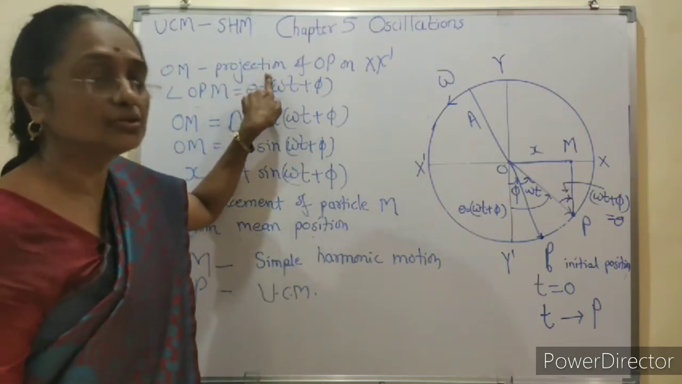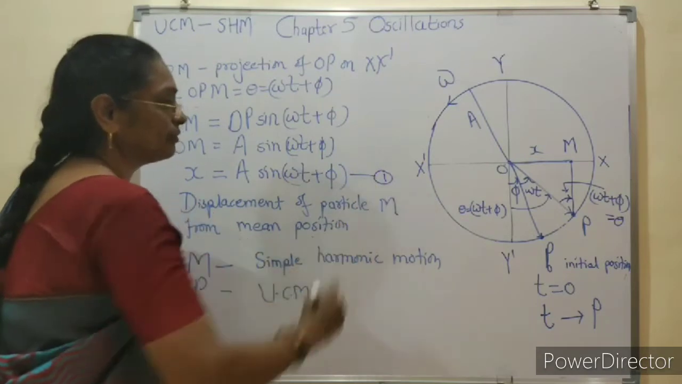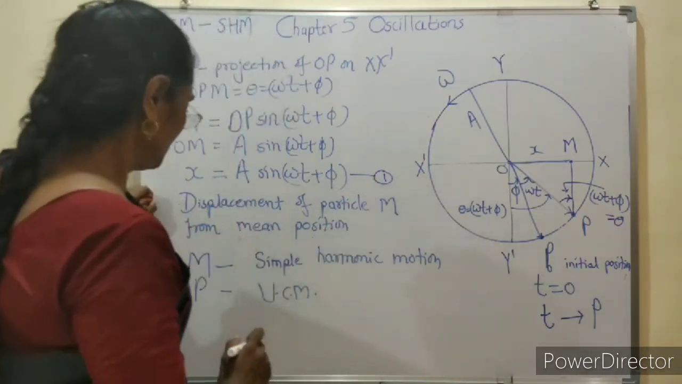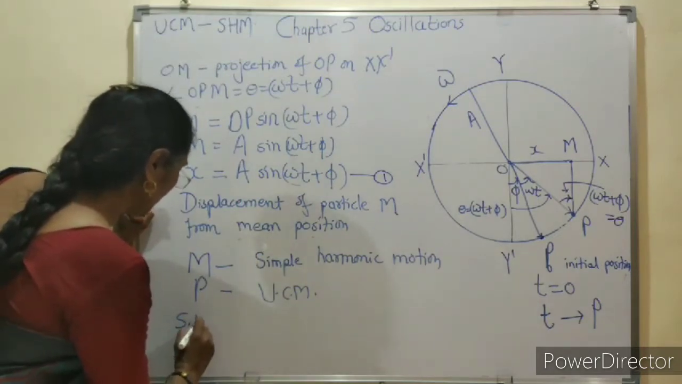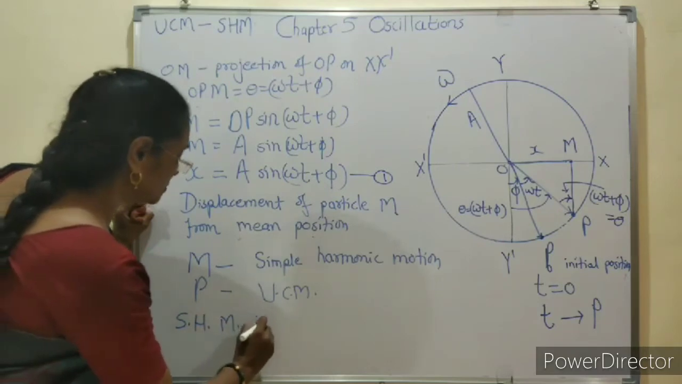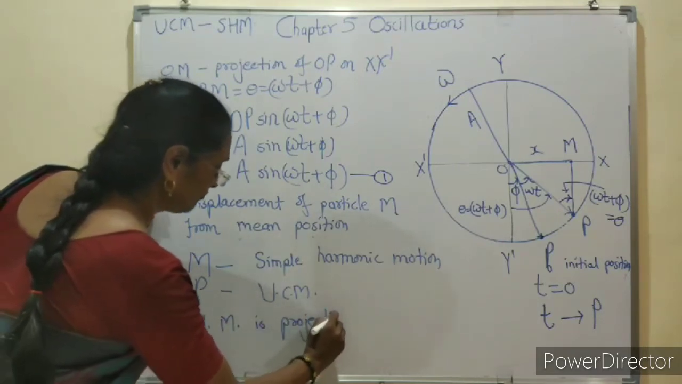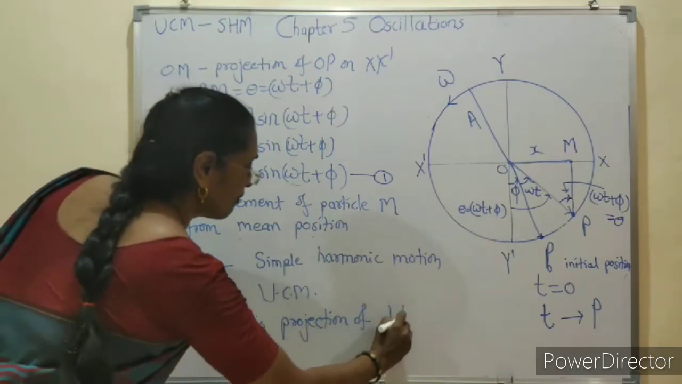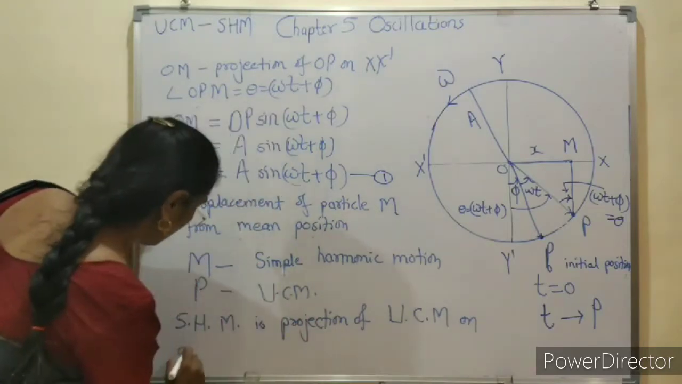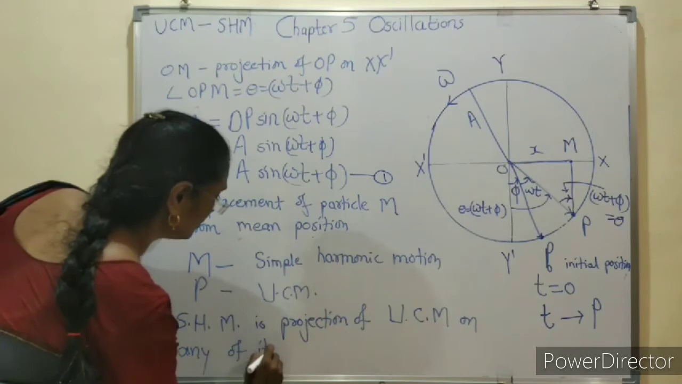From this geometry we have obtained this relation, say equation number 1. We conclude that simple harmonic motion, the whole motion is projection of uniform circular motion on any of its diameter.